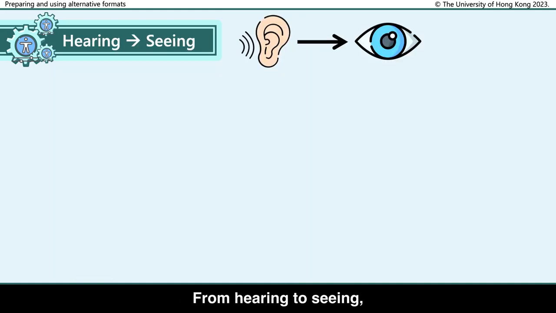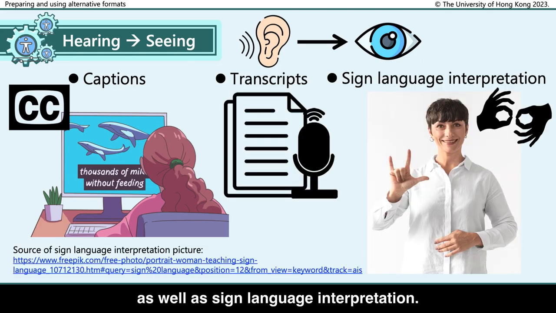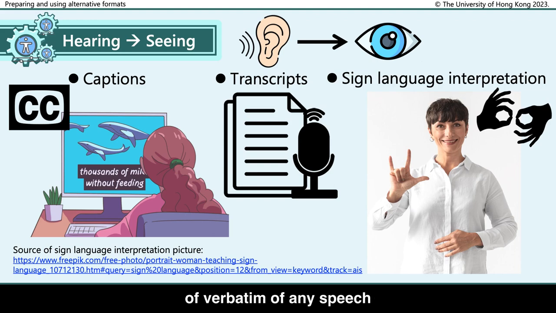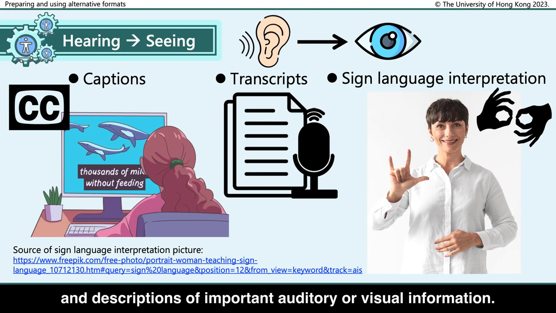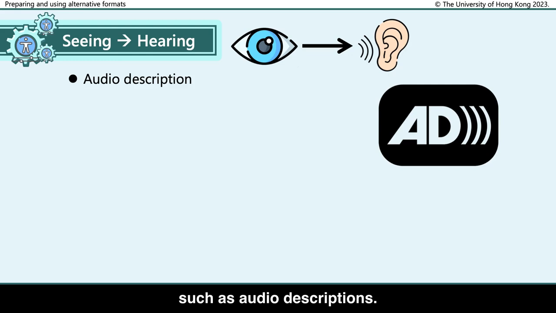From hearing to seeing, examples are captions, transcripts, as well as sign language interpretation. In general, transcripts contain the correct sequence of verbatim of any speech and descriptions of important auditory or visual information. From seeing to hearing, such as audio descriptions.